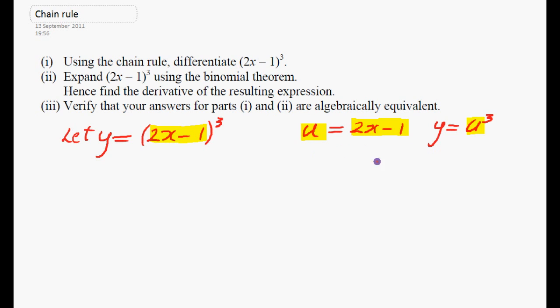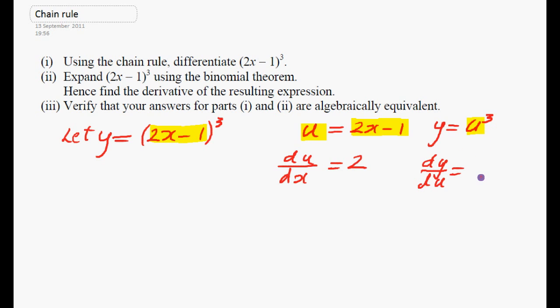Now what we do with the chain rule is differentiate these two substitutions. So we find du by dx and we get 2. 2x minus 1 differentiated is 2. The gradient of this, if you think this is a straight line, we know this is y equals mx plus c. We know the gradient of that is 2. It's the m bit. Let's find dy by du now. So differentiate this with respect to u.